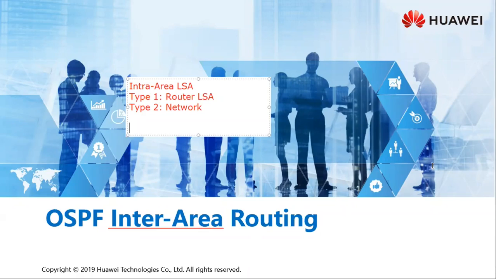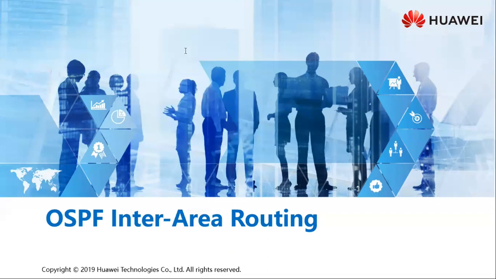Then the network LSA, who produces the network LSA? The designated router. Very true. Now, this time, we're going to look at routing between areas, and we're going to look at an LSA called type 3 LSA. The type 3 LSA is normally called the network summary. Network summary LSA. So we're going to look at the network summary LSA.